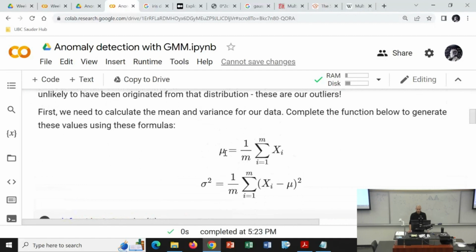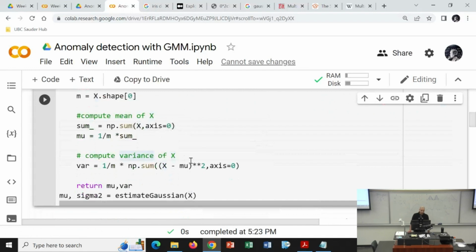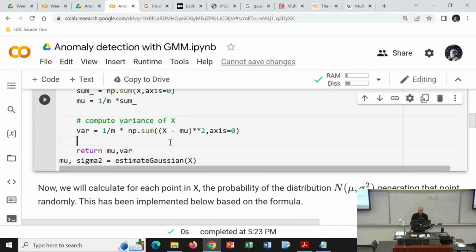So what we need is to find the mean and the variance of these 2 features, right? We can calculate them using this function. This gives us the mean, and this gives us the variance. You can also use the functions that are available in Python.